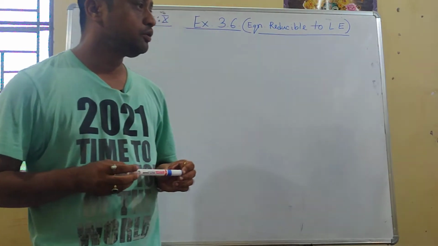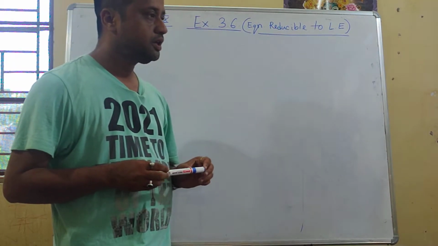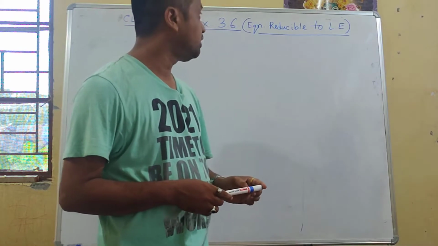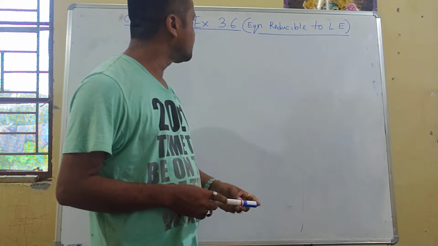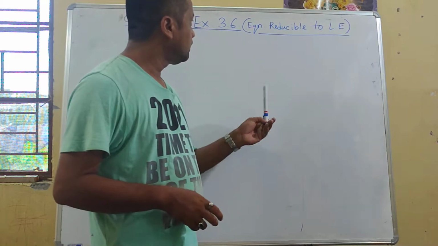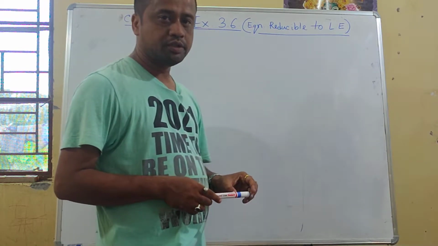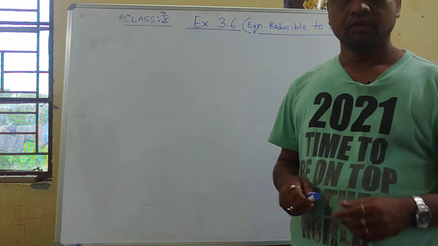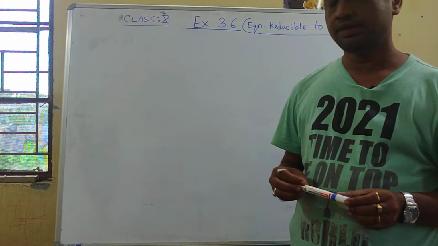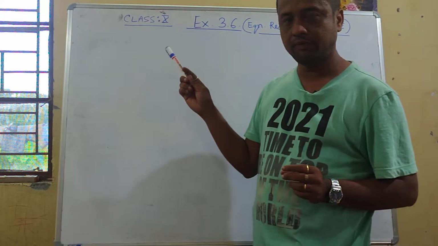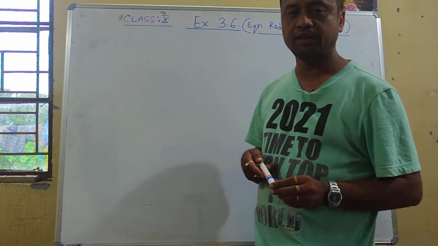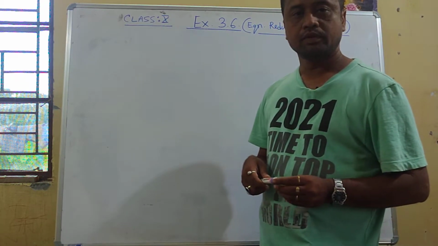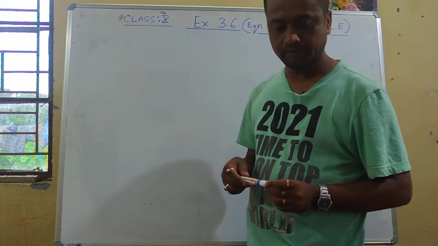So today we are going to finish our chapter number 3, that is pair of linear equations in two variables, and exercise number 3.6. This chapter deals with pair of linear equations reducible to linear equations. That means at first, if you observe them, they are not pair of linear equations, but after converting with some suitable method, they will be converted to a reduced form that is easily solved.